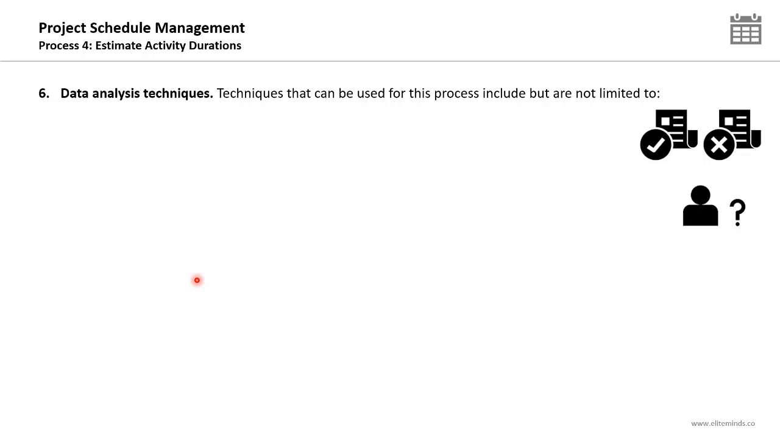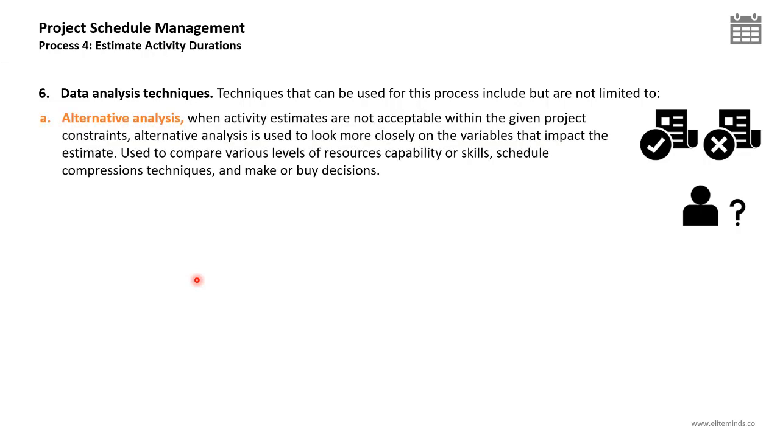Now, these were the 4 estimation techniques. Additional techniques we will be using while estimating the activity durations are the data analysis techniques, starting with the alternative analysis. When activity estimates are not acceptable within the given project constraints, alternative analysis is used to look more closely at the variables that impact the estimate. It is used to compare various levels of resources, capability or skills, schedule compression techniques, and make or buy decisions.